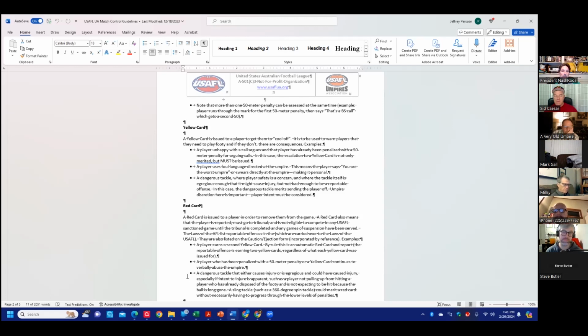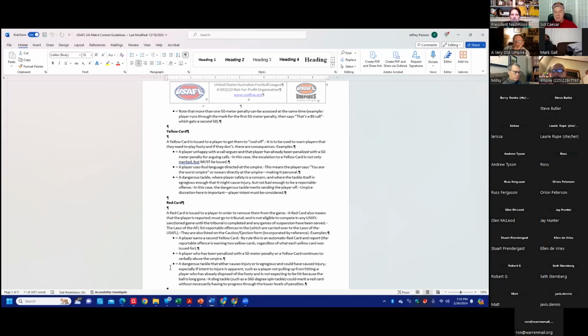And then the third one, which is a really big one, a dangerous tackle, where player safety is a concern. The tackle itself is egregious enough that it might have or has caused injury, but is not a reportable offense. That's the difference between the red and the yellow. So in this case, the tackle merits sending the player off. The umpire discretion here is important about just what happened.